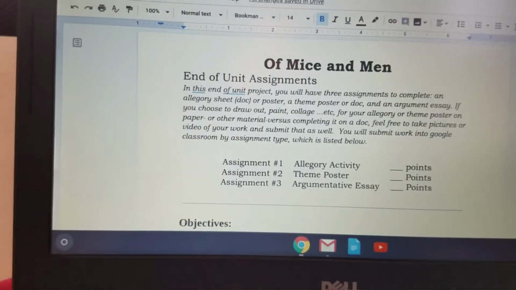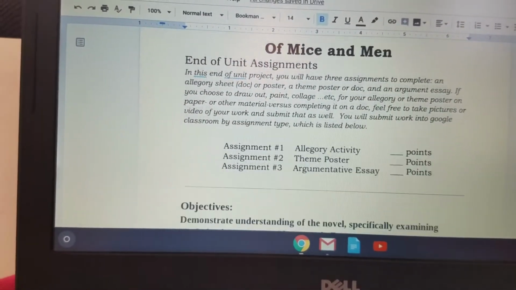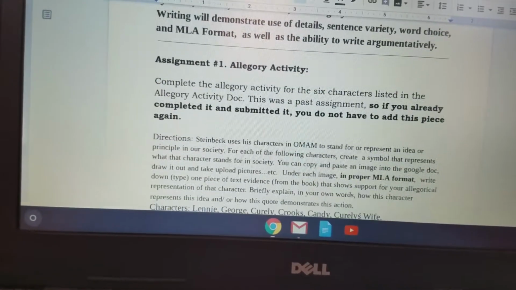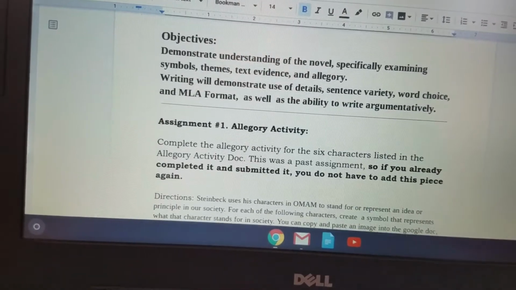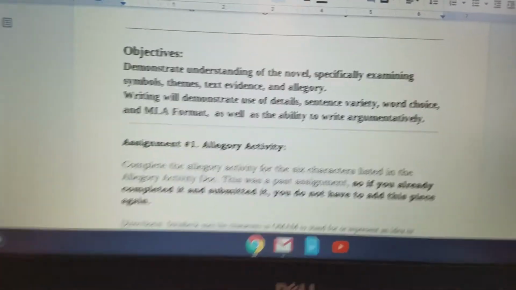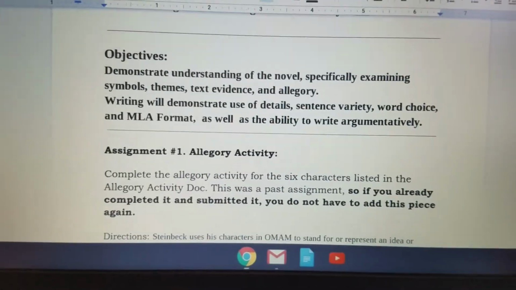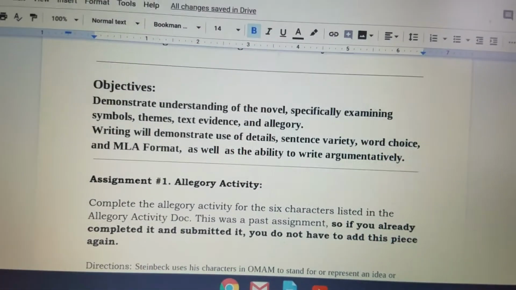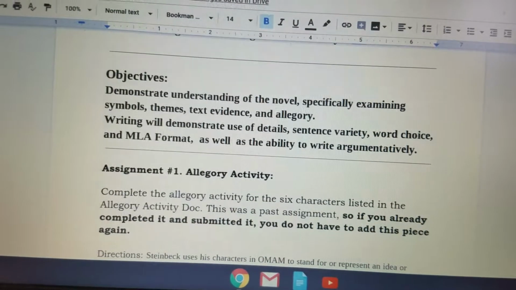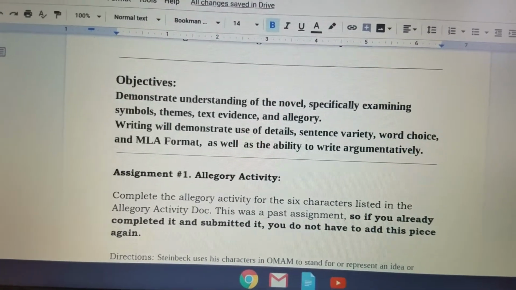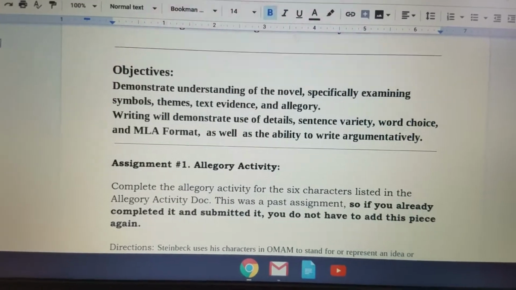All right, so let's scroll down a little bit. Your objectives. This is the objectives that I wrote up for you guys so you had an idea of what the expectation here is. What is Miss Welsh looking for? Now that we finished the novel, we are specifically examining a few things: symbolism, using symbols, themes, gathering text evidence and explaining text evidence, and allegory.